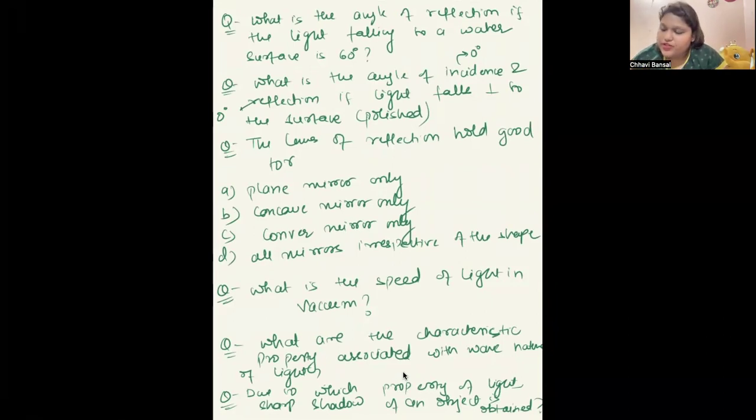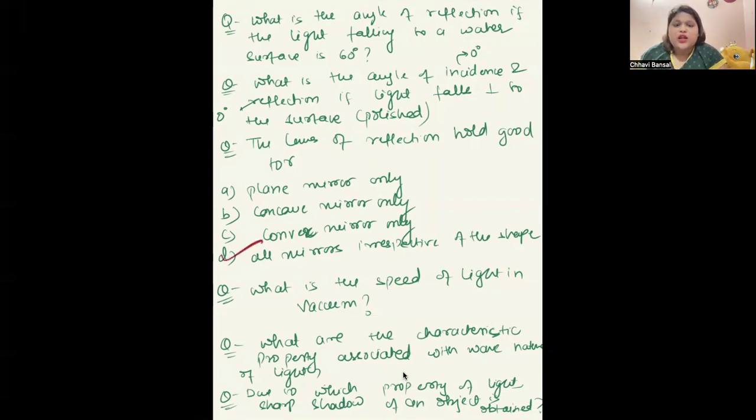The laws of reflection hold good for plane mirror only, concave mirror, convex mirror, or all mirrors. See, why is it called as law? Because it is applicable to most of the stuff, right? So when the first law is applicable, it is applicable to all the mirrors, even the second law. So it does not matter what shape of the mirror is, but it is applicable to all the mirrors. So what is our correct answer? Our correct answer is option D.